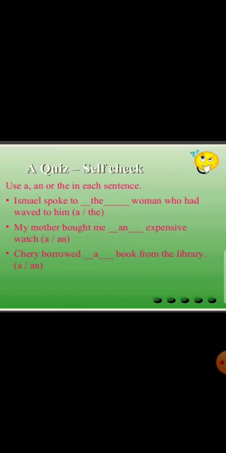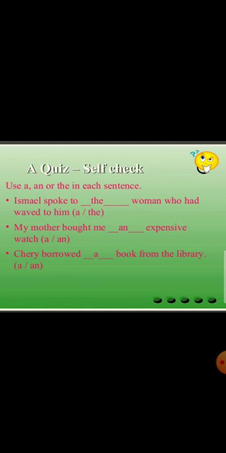Smile spoke to the woman who had waved to him. Here the woman was particular. Which woman? Who waved to him. My mother bought me an expensive watch. Expensive starts with E and E is a vowel.